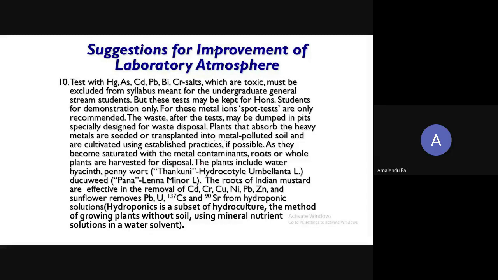Some plants take up cadmium, chromium, copper, nickel, lead, zinc. If we seed sunflowers in metal-polluted soil containing lead, uranium, cesium, strontium, the sunflowers can take them up. That can be removed from the soil. This is a tedious practice, I agree. That's why it is better to avoid it and exclude it from the undergraduate level, but for demonstration you can keep it.